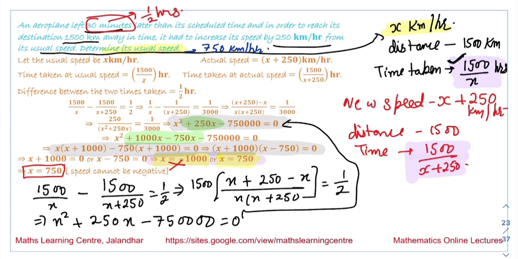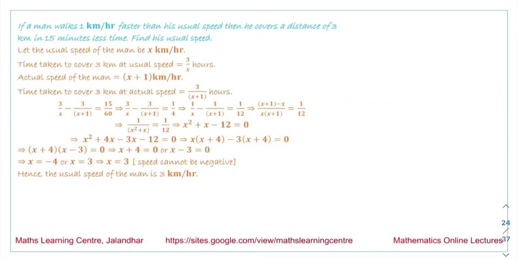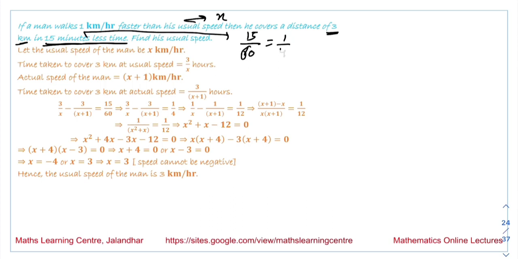Next is: if a man walks 1 kilometer per hour faster than his usual speed, he covers a distance of 3 kilometer in 15 minutes less time. So suppose the usual speed of the man is x. 15 minutes less means 15 by 60, that is equal to 1 by 4 hour. The distance traveled is 3 kilometer, so the time taken is 3 by x hours. Now when he is moving 1 kilometer faster, the new speed is x plus 1 kilometer per hour.